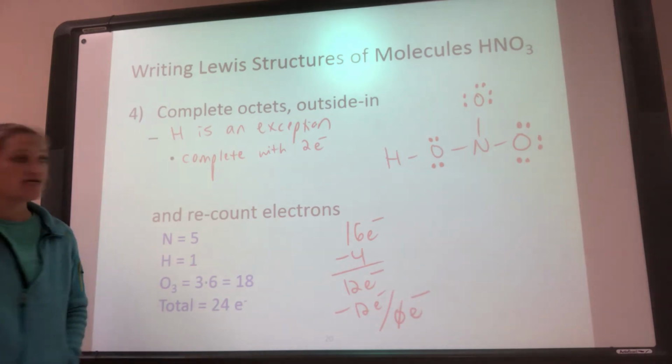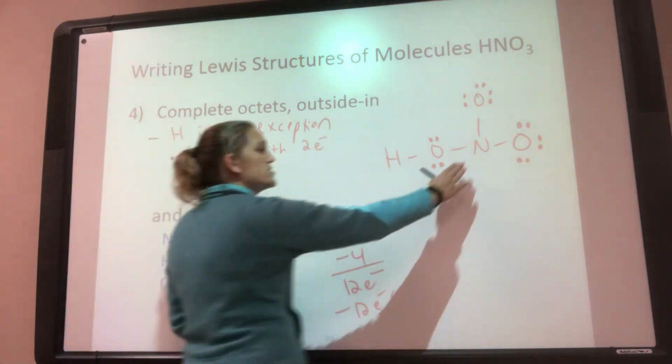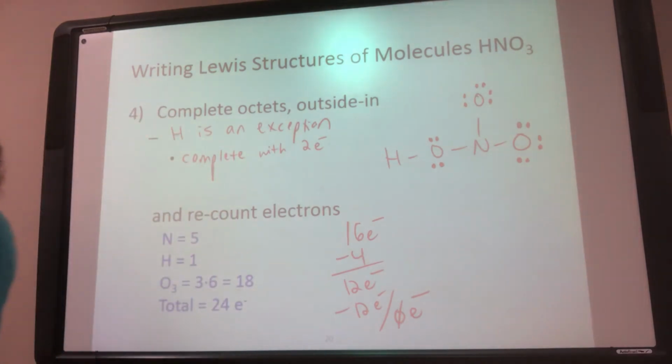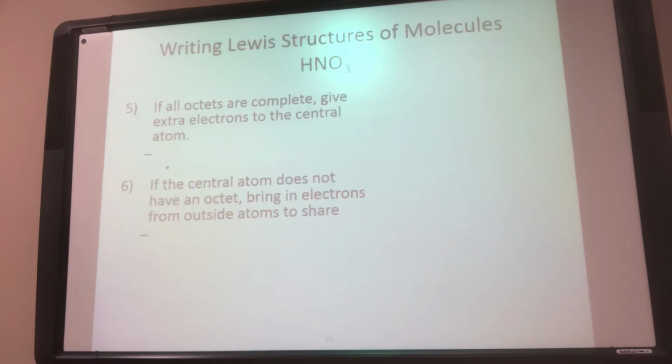All right, so step 4 is to make everybody but the central guy happy. So everybody's happy, and we worry about the central guy next. Now we either do step 5 or 6, depending on where we're at right now. So right now we are here, with 0 electrons left. So the next thing is to make the nitrogen happy.